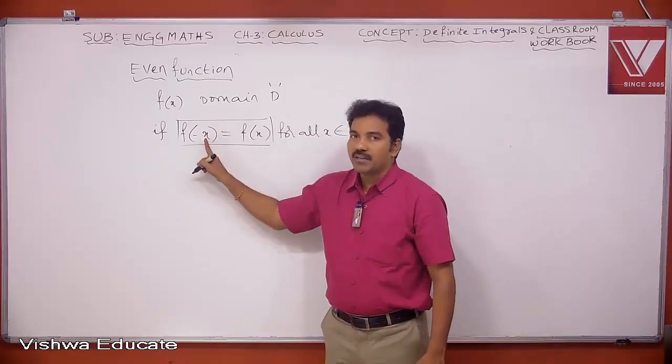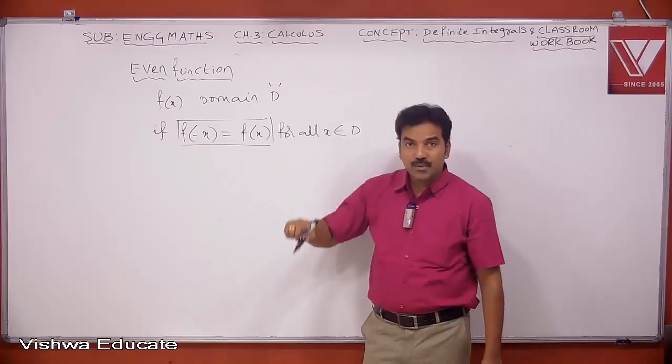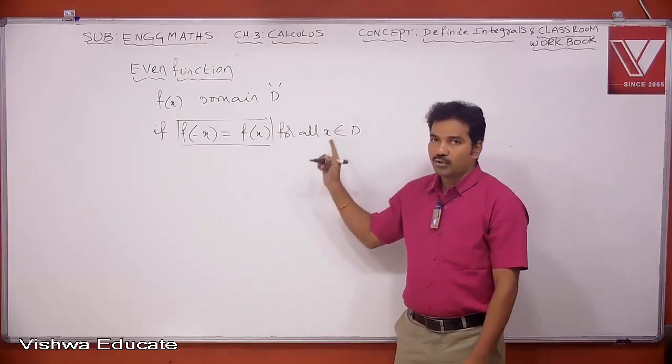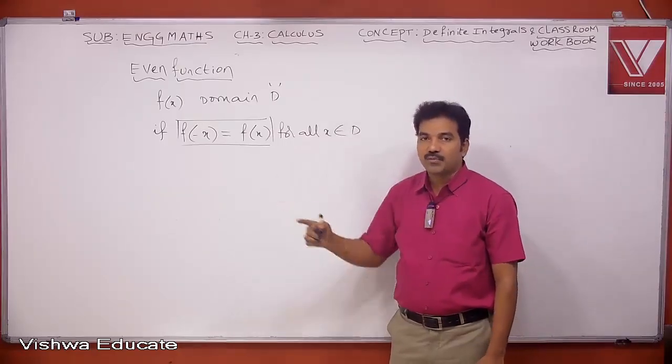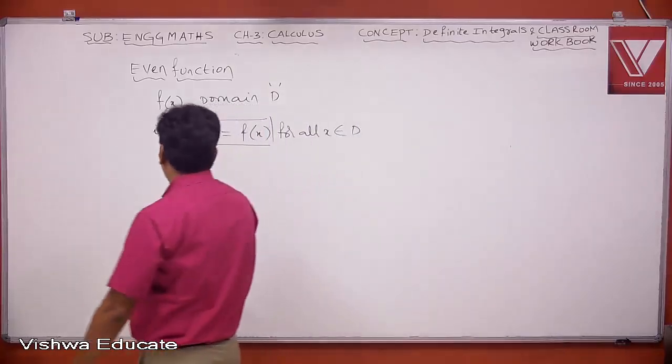So replace x by minus x. It must be same as original function f of x, and this must be true for all x belong to D. So whenever this happens, we say that f of x is an even function. Let's take an example.